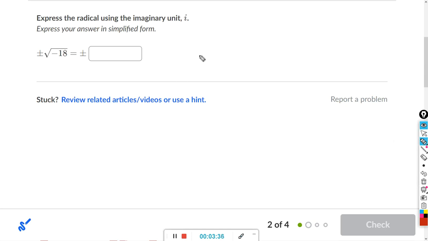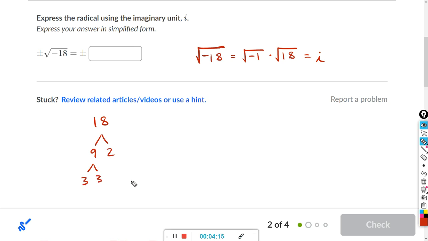Square root of -18. Pull out the square root of -1 right away, and the 18 becomes positive. And now this, of course, is just i. And I'm going to break up the 18. Let's see. 18 is the same as 9 times 2. And of course 9 is the same as 3 times 3.